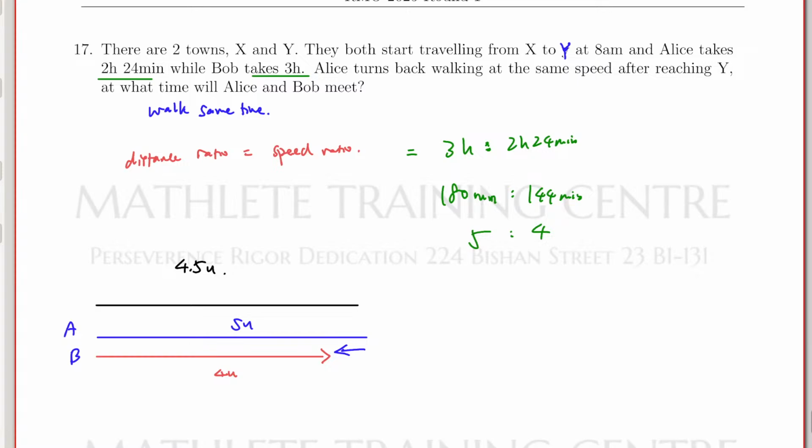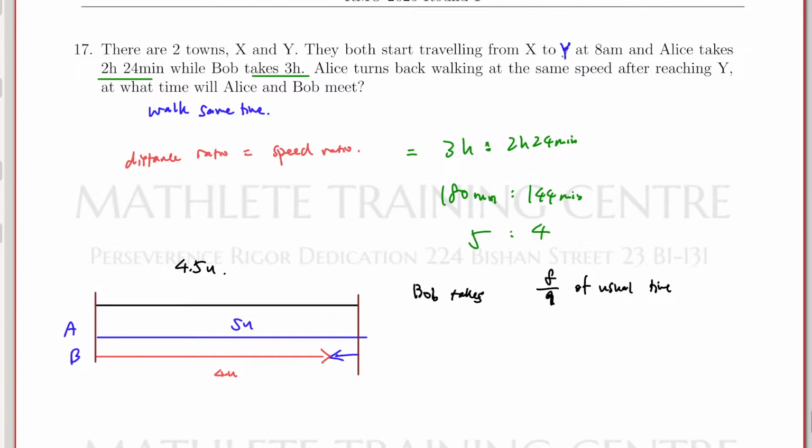Right. So then how can we calculate at what time Alice and Bob will meet? Well, if the entire distance is 4.5 units, this is the usual amount of distance, right? Let's take a look at Bob. Bob travels 4 units out of 4.5 units. So what can we say? We can say that Bob takes 8 over 9, which is 4 units over 4.5 units, of the usual time.